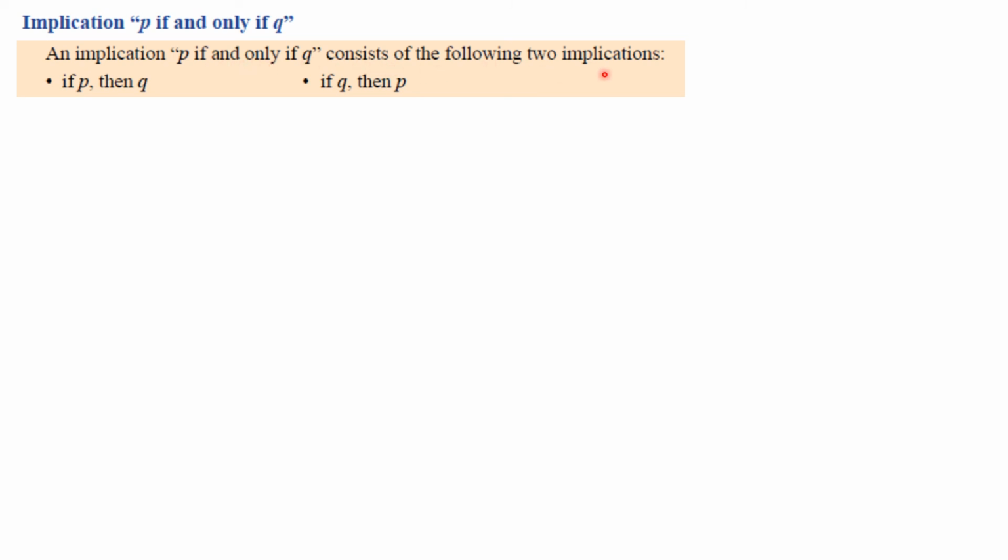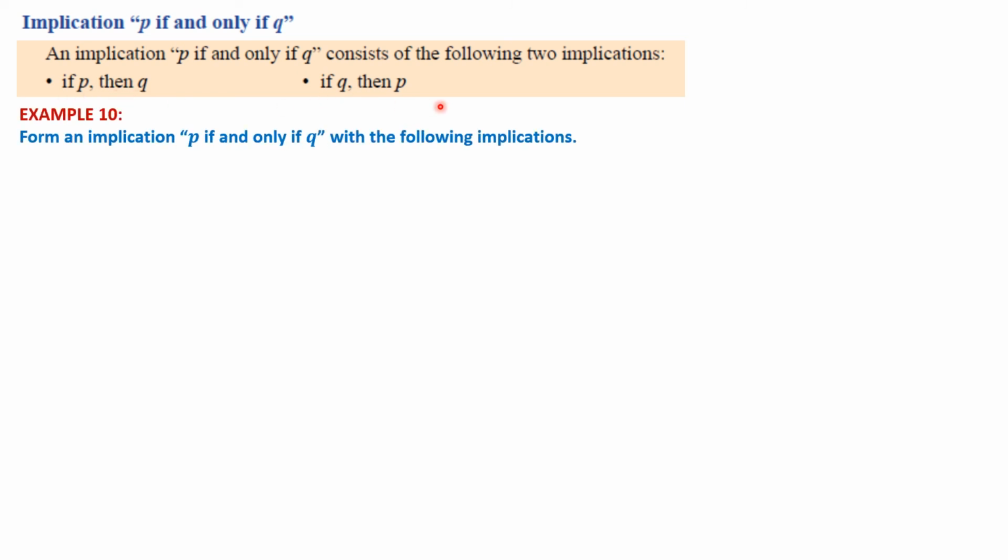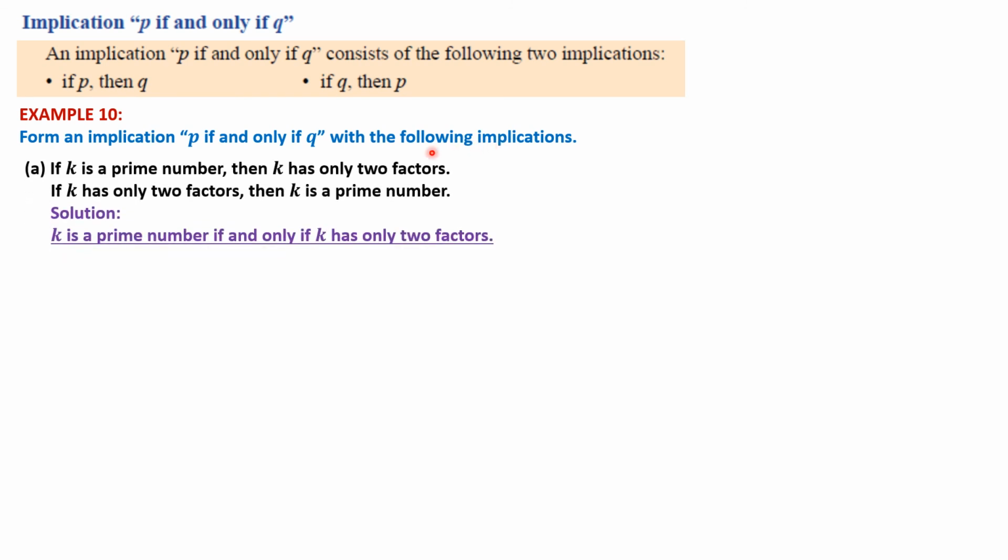An implication P if and only if Q consists of the two following implications: if P, then Q, and if Q, then P. Now we look at example 10. Form an implication P if and only if Q with the following implications. Okay, we look at question A. The first implication, you look at this part. The format is if P, then Q.